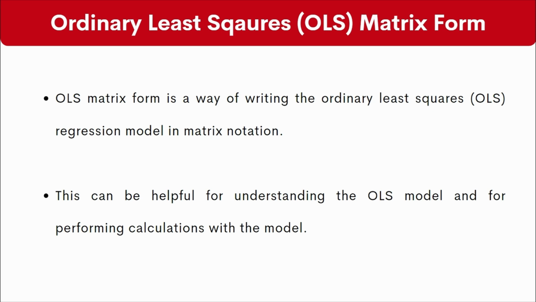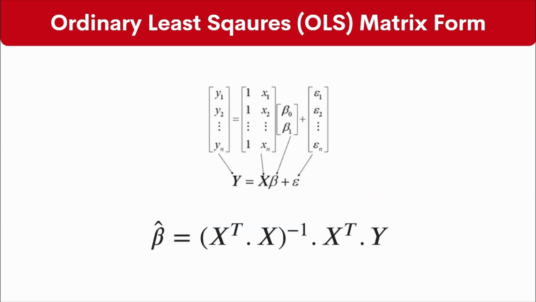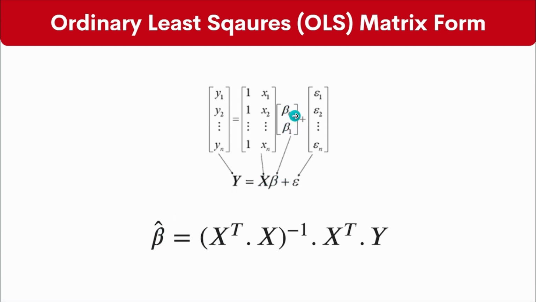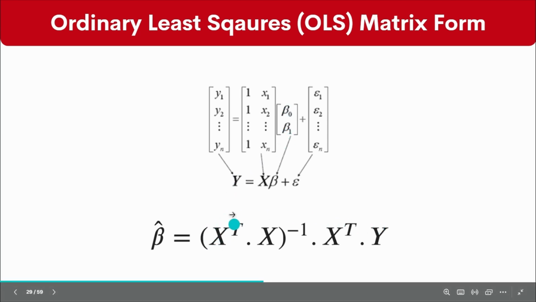So this can be helpful for understanding the OLS model and for performing calculations within the model. So this is the formula, note it down. For finding beta hat, this beta cap is nothing but the beta 0 and beta 1 values, both of these values. To find that, you need to have your x and y values. With that, you need to take a transpose of your x.